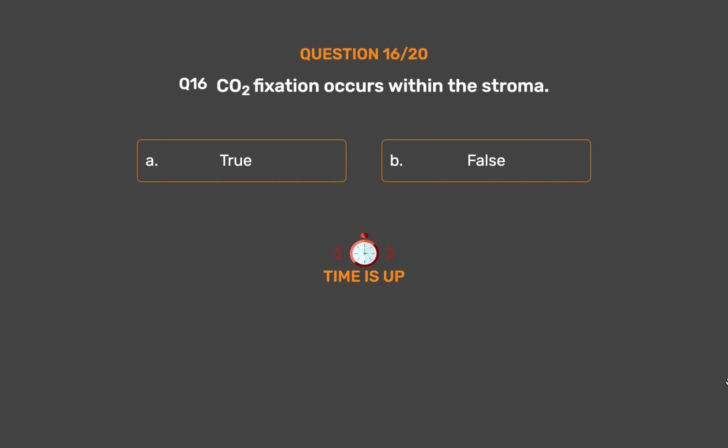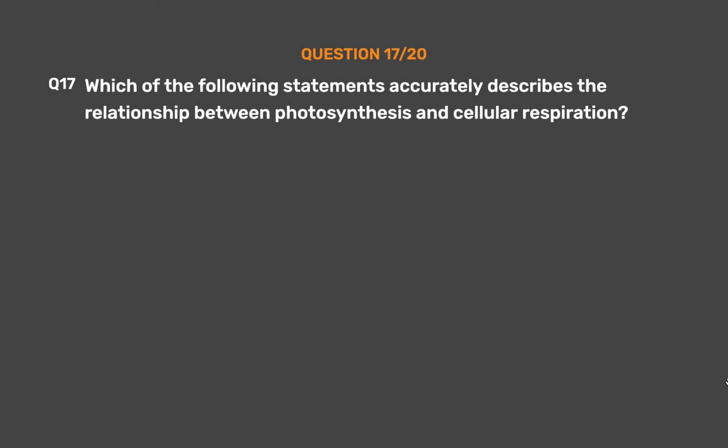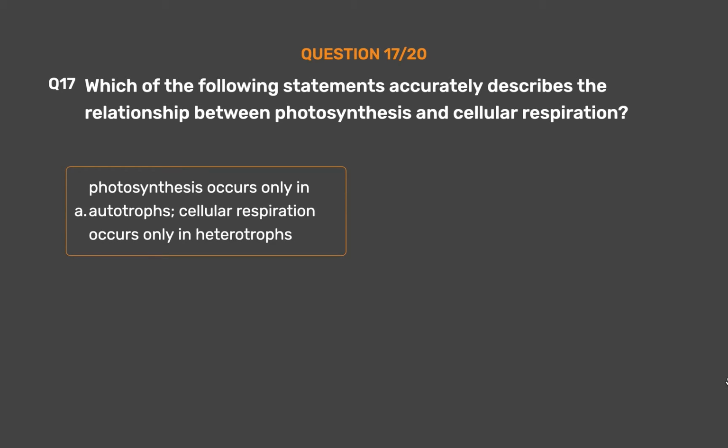The correct answer is option A. True. CO2 fixation is a part of the Calvin cycle, which occurs in the stroma of the chloroplasts. Question number 17. Which of the following statements accurately describes the relationship between photosynthesis and cellular respiration? Option A. Photosynthesis occurs only in autotrophs. Cellular respiration occurs only in heterotrophs.